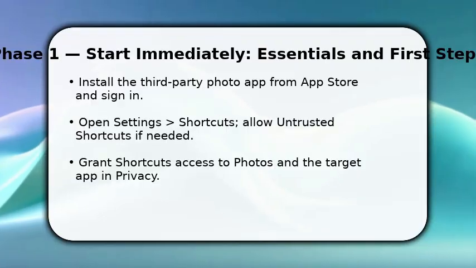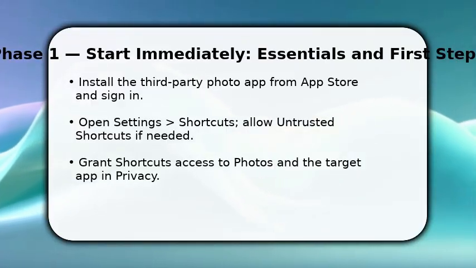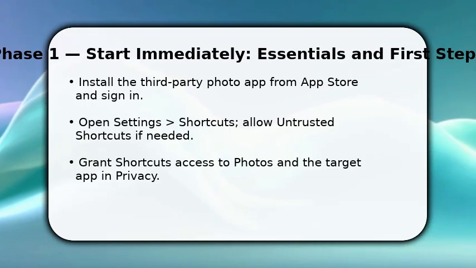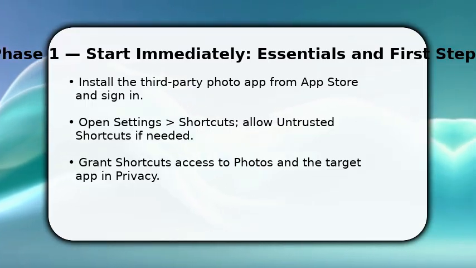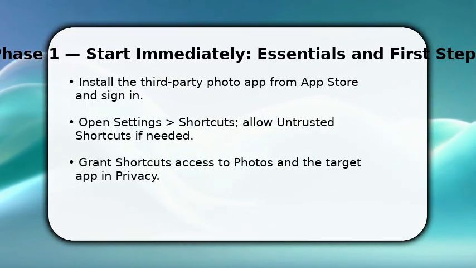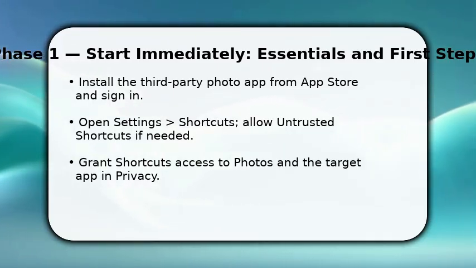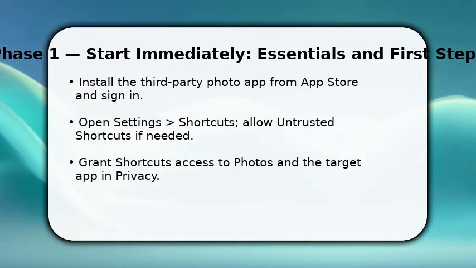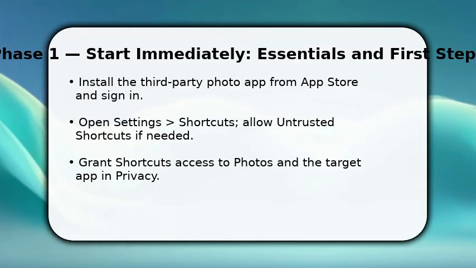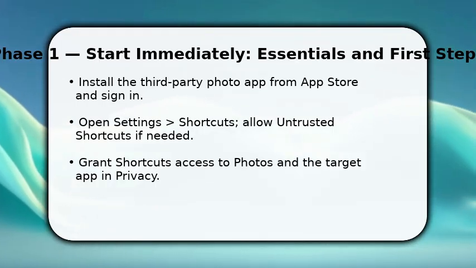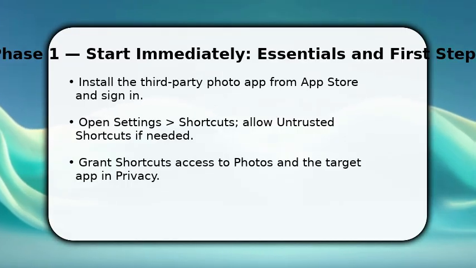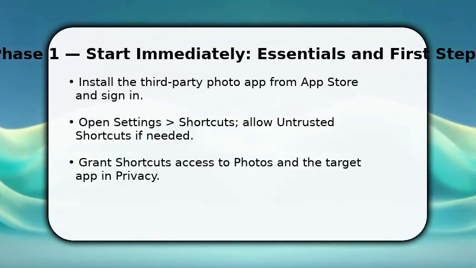You start by installing the photo app you want to use, then switching to Shortcuts to build the bridge. Open Shortcuts, give it Photos permission, and confirm the new app is installed and signed in. Once done, allow Shortcuts to run untrusted shortcuts if Apple requires it, because this method relies on a custom shortcut to hand images to the other app. Don't stop at installation. Permissions are the first actionable step that makes everything else possible.